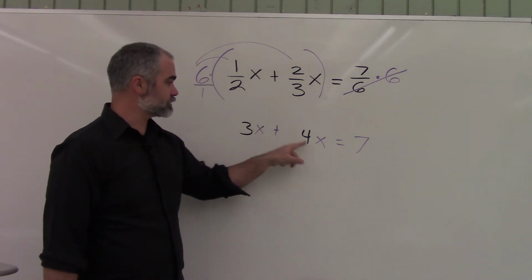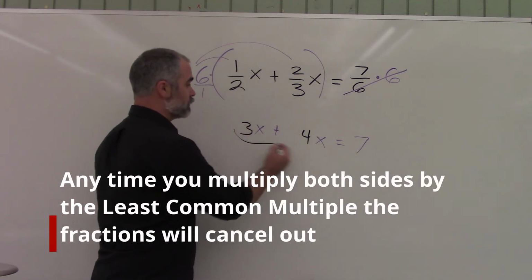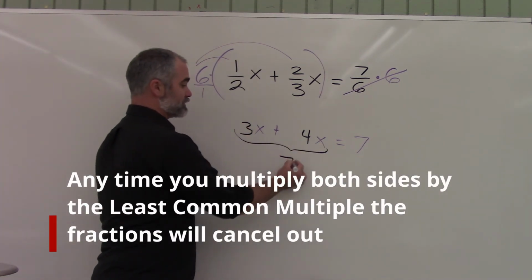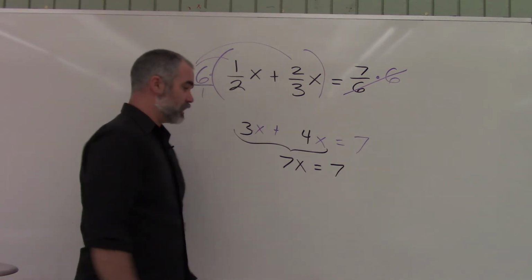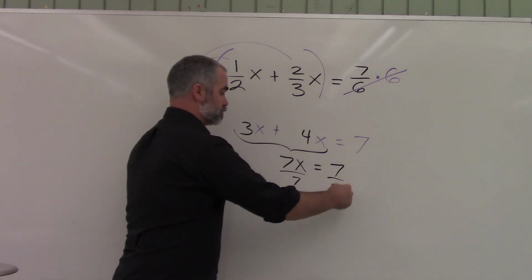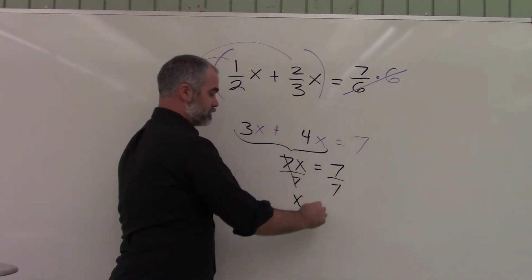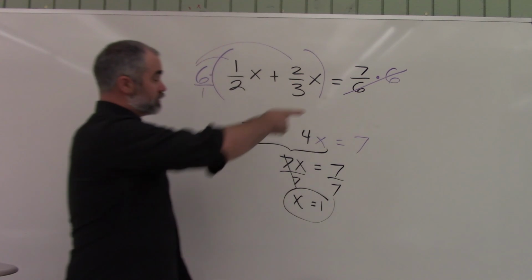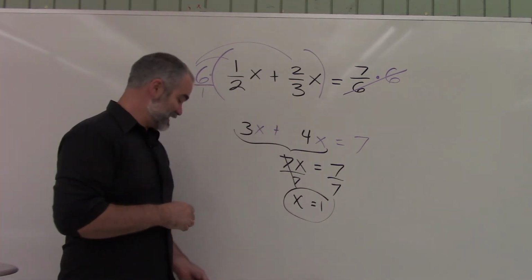3x plus 4x equals 7. And we can combine like terms like we did before. 3x and 4x makes 7x and 7. And now we can divide both sides by 7. That makes a 1x. 7 divided by 7 is 1. You think you would have guessed that that whole problem was equal to 1 at the end?